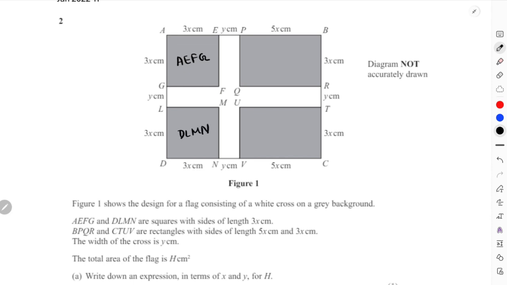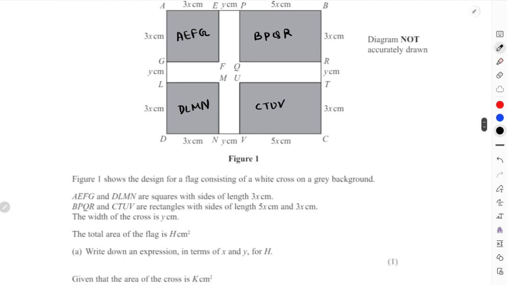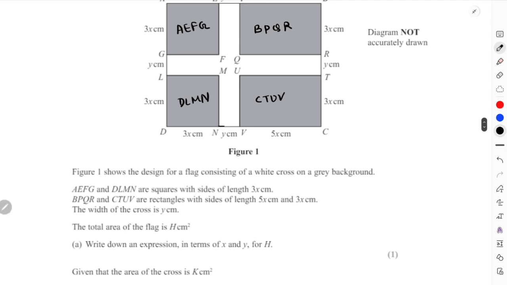with sides 3x, and BPQR and CTUV are rectangles with sides 5x and 3x, and the width of the cross is y. This NV is y, and the total area of the flag is h. Write down an expression in terms of x and y for each. The total area of the flag over here, right?